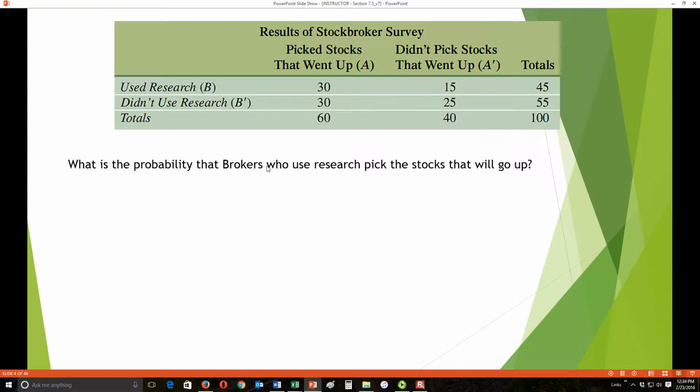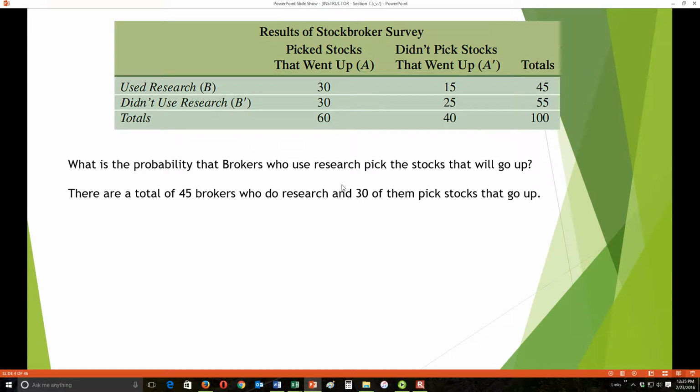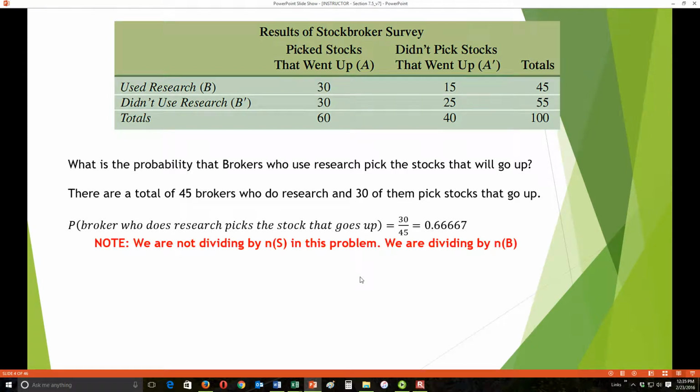What is the probability that brokers who use research pick the stocks that will go up? Now, in this case, I have 45 total brokers who do research. Right here is this total. And those who do research, 30 of them pick the stock to go up. Now, we're going to calculate our probability the same way. It's the part over the whole, or 30 over 45, which is 0.66 or 2/3.